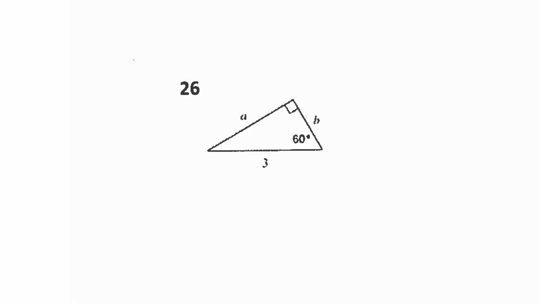Okay, number 26. So on a 30, 60, 90, going from the hypotenuse back to this leg, we cut it in half. So this is just 1.5. And then going to here, we multiply by the square root of 3. So this is 1.5 square roots of 3.